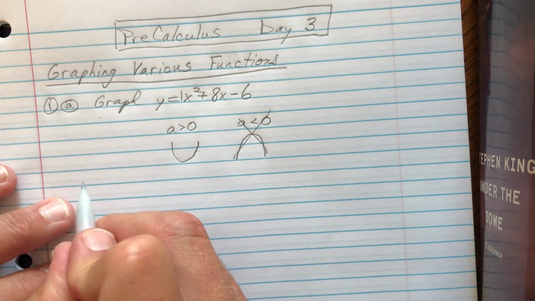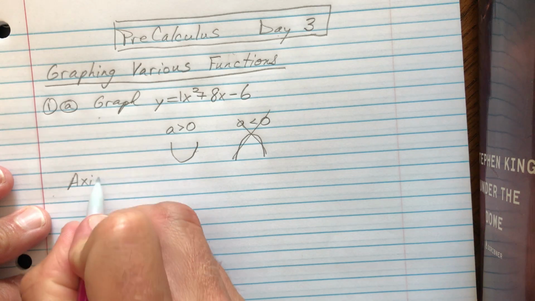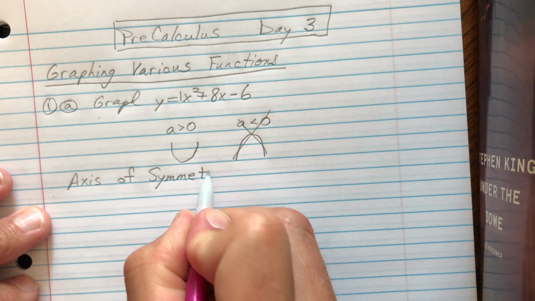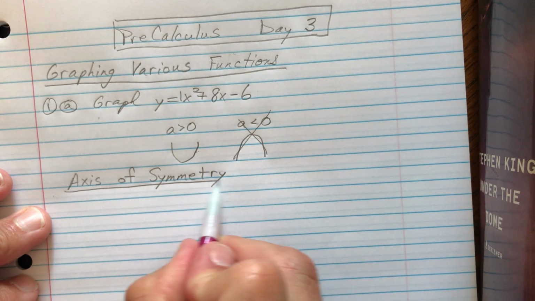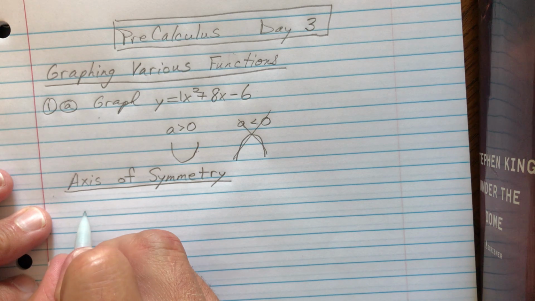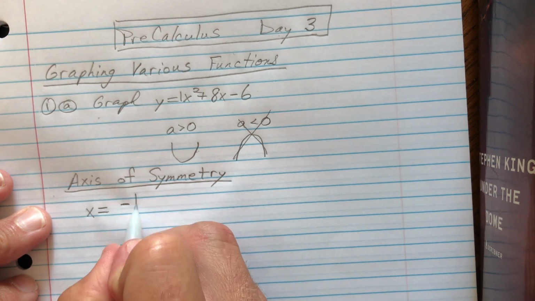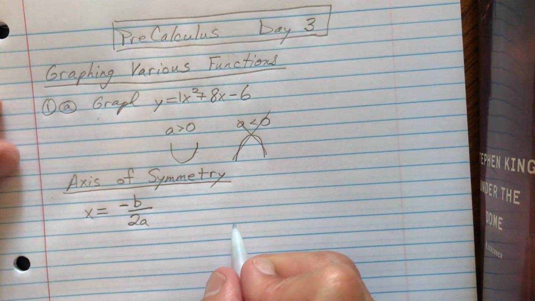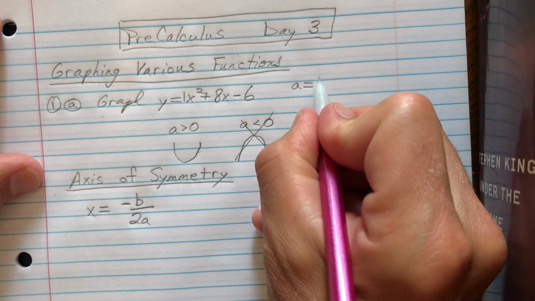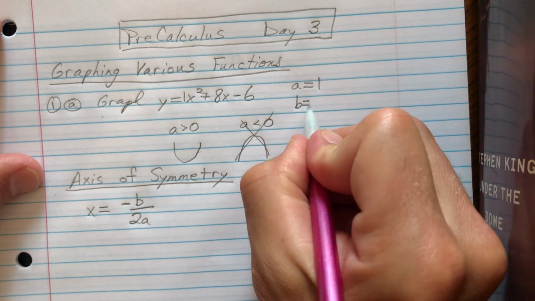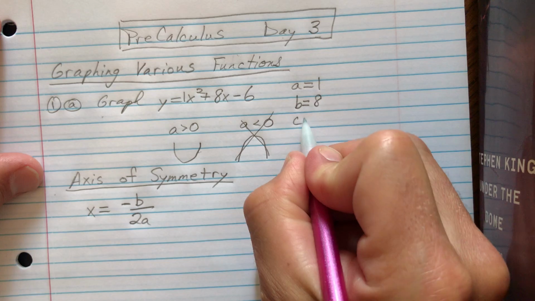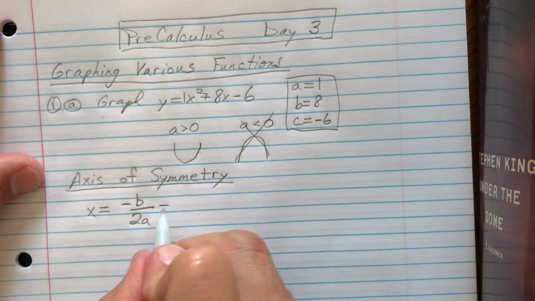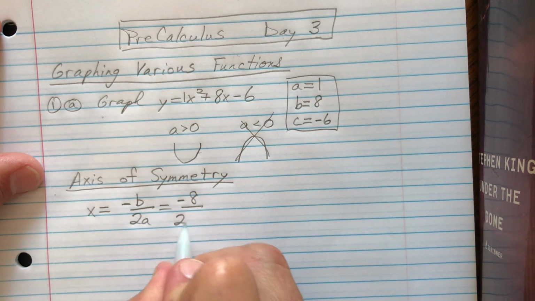That's important to know. The next thing we should find is called the axis of symmetry. The axis of symmetry is the line that cuts the parabola in half. We want to know where the middle of the parabola is. X equals negative b over 2a is the equation to find the axis of symmetry. So a is the coefficient of the x squared, it's 1. B is the coefficient of the x, it's 8. And c is the constant, that's negative 6. So we have negative 8 over 2 times 1.